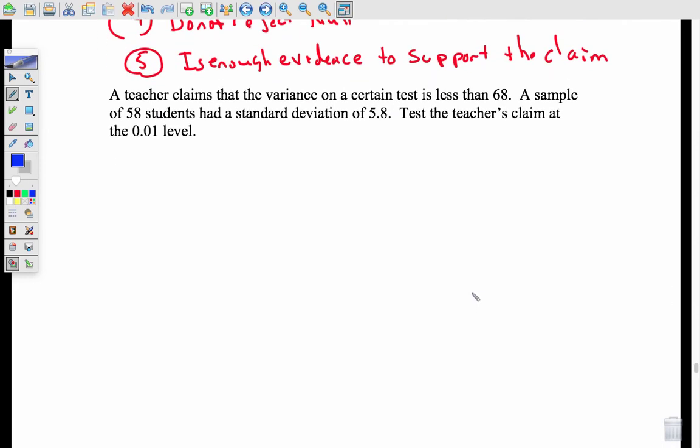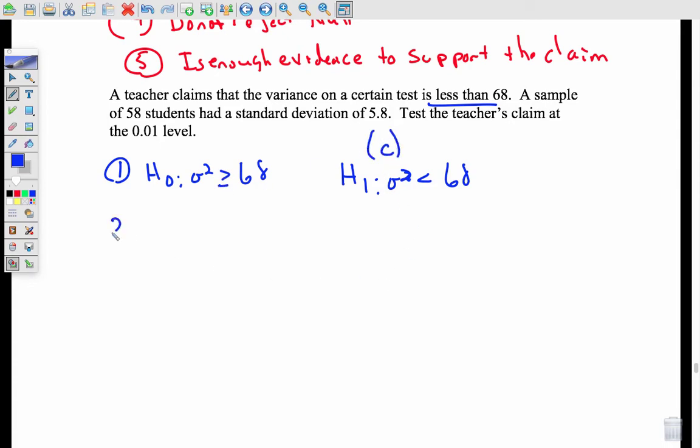A teacher claims the variance on a certain test is less than 68. A sample of 58 has a standard deviation of 5.8. Test the teacher's claim at the 0.01 level. Notice we're testing variance again, so there's our symbol for variance, sigma squared. The teacher says it's less than 68, so this is less than, which means this is greater than, and over here is our claim. We have a left-tailed test.